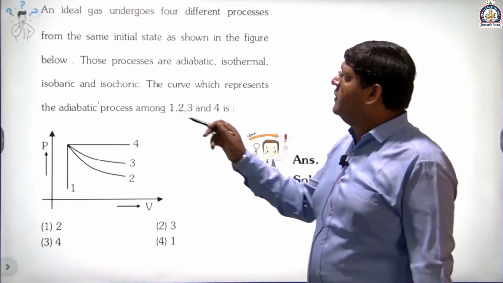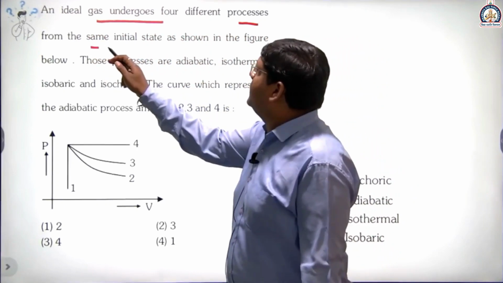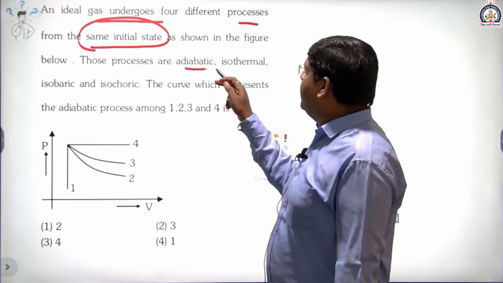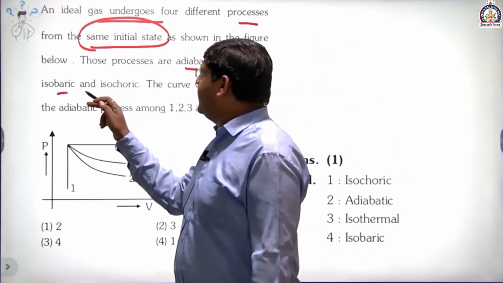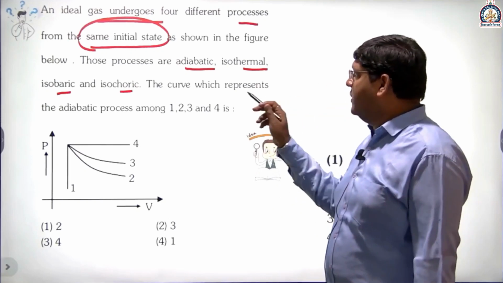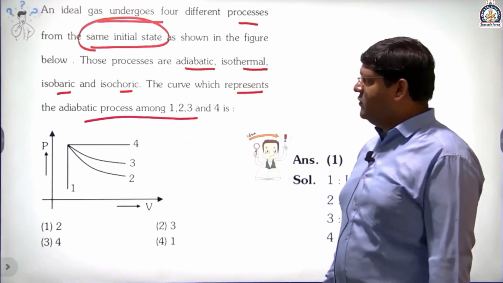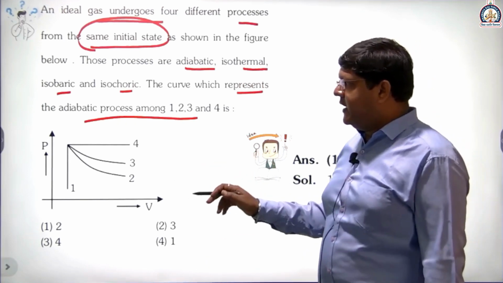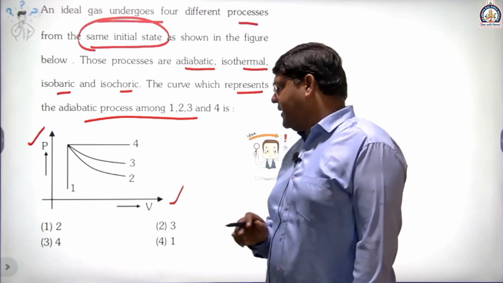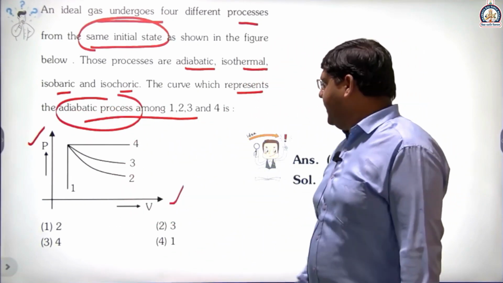The next question: an ideal gas undergoes 4 different processes from the same initial state as shown in the figure. These processes are adiabatic, isothermal, isobaric and isochoric. As I think you are all aware of these types of terms. The curve which represents the adiabatic process, from 1, 2, 3, 4. We are provided with a graph having the relation between pressure and volume. 1, 2, 3, 4 is the graph. We have to find which graph represents the adiabatic process.